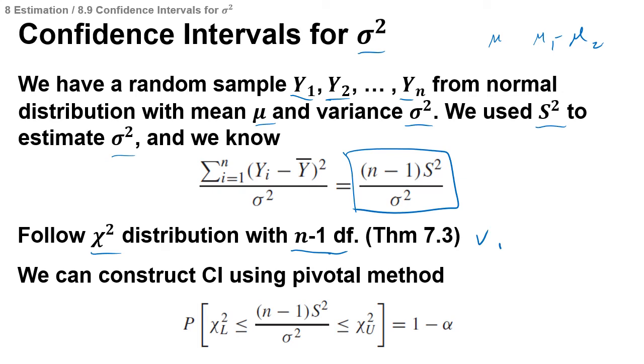And we can construct the confidence interval using the pivotal method using this statistic. So the probability of this one, this is the lower bound and upper bound, and since we know the distribution of this thing, we can calculate the probability. This equals 1 minus alpha.